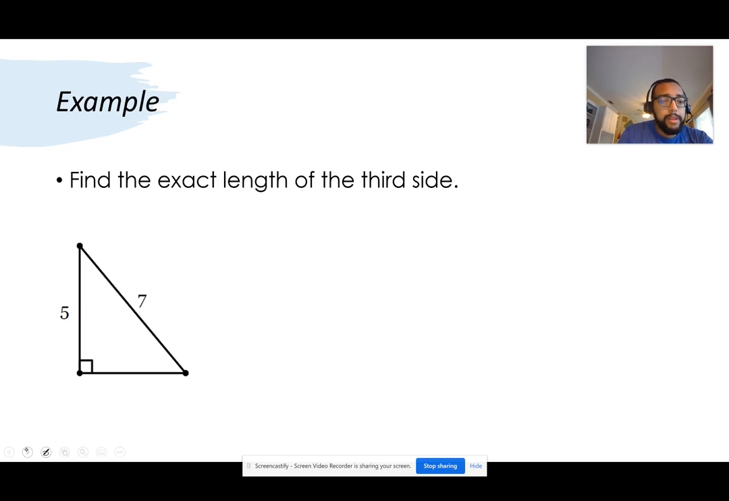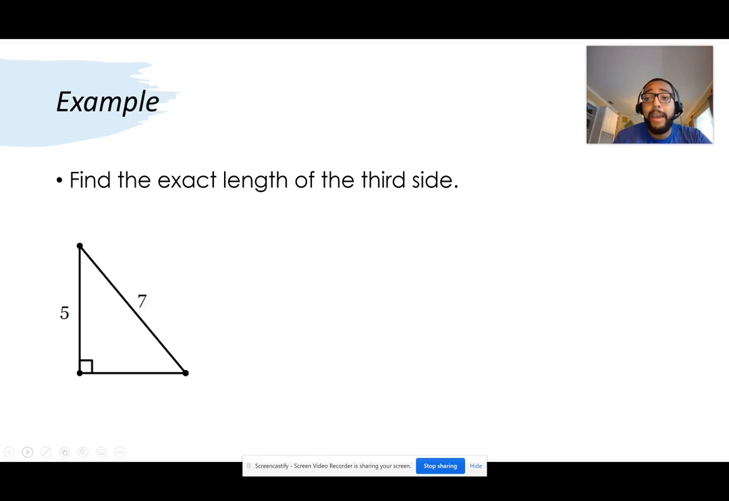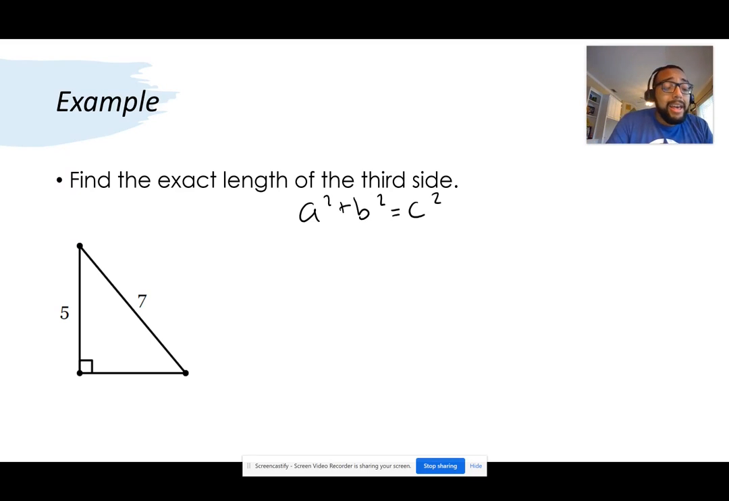I think we have another one like that. Okay, we don't. So again, a squared plus b squared equals c squared. Now, what happens if I'm missing a leg, but I have the hypotenuse? Again, the hypotenuse is the side that is opposite the right angle. It doesn't really matter what you label as a or b, but I cannot say 7 is a or b. 7 is my hypotenuse, which would be my c.